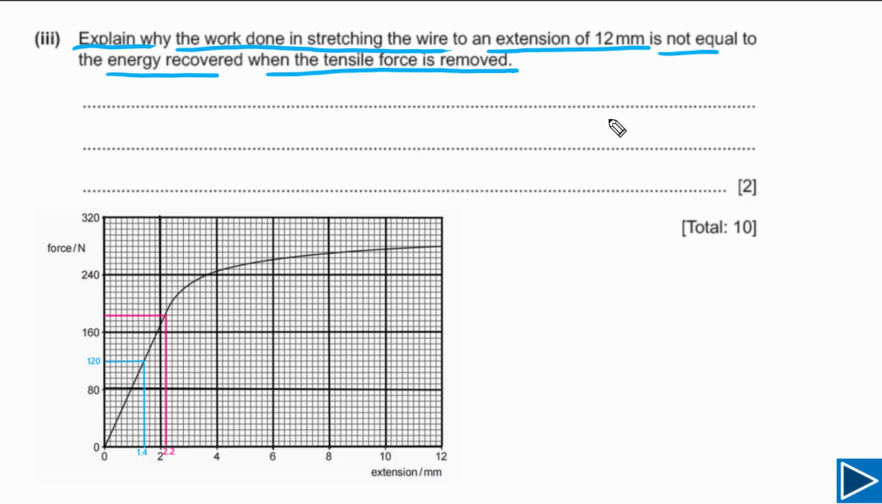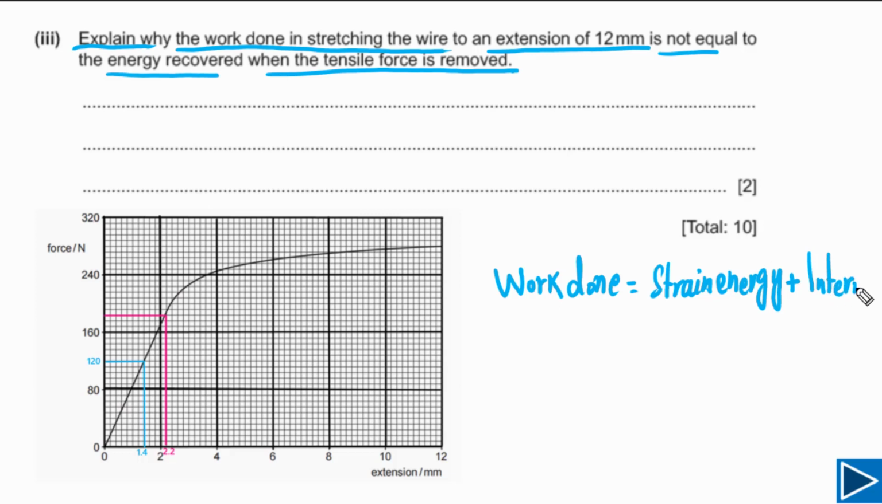and that work done can be recovered. But for this question, it is given to you that the energy recovered is not equal to work done. So simply we can say that in this case the work done is equal to some amount of strain energy. It means when we remove the force, some of the work will be recovered plus some amount of work will not be recovered, and that becomes the internal energy of the material, and molecules go away from each other, so that amount of work done is stored in the form of potential energy of molecules. So simply we can say plus internal energy.